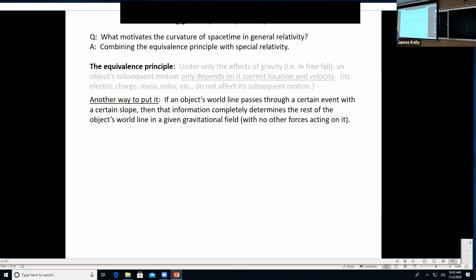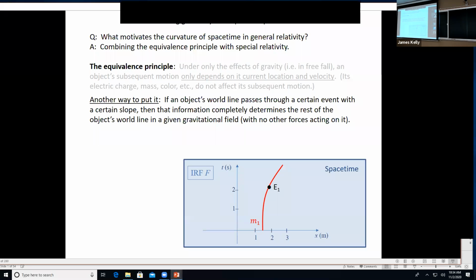So the idea is, if the subsequent motion only depends on how fast it's going and its current location, if an object's world line passes through an event with a certain slope, that information completely determines where it's going to go for the rest of time. And we don't care what the object is, whether it's a grand piano or a marble or any other object, as long as it's only under the influence of gravity.